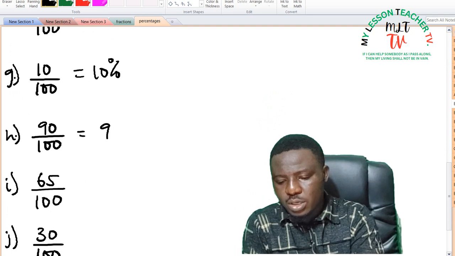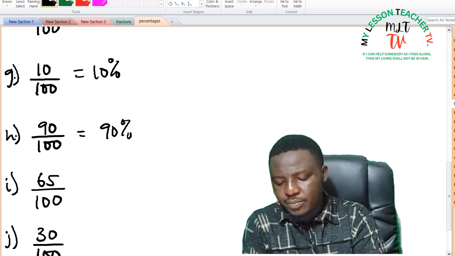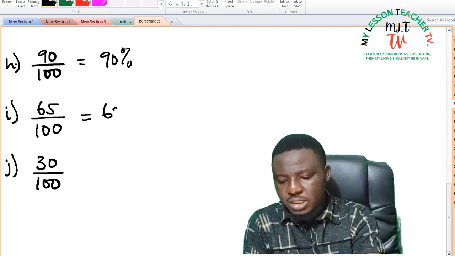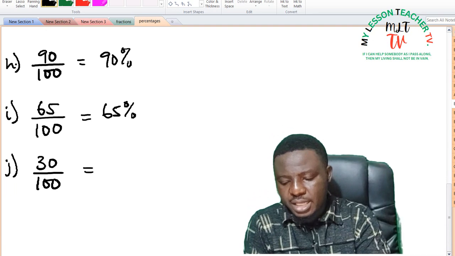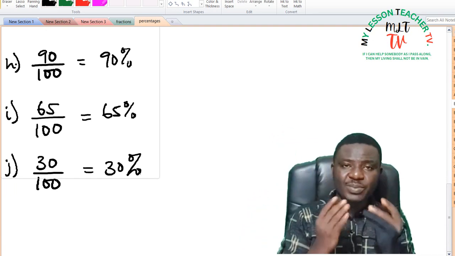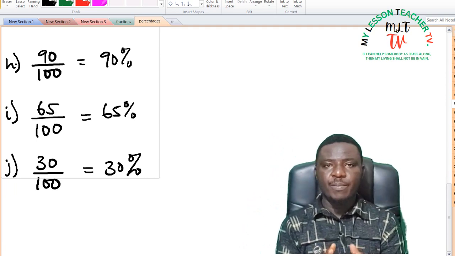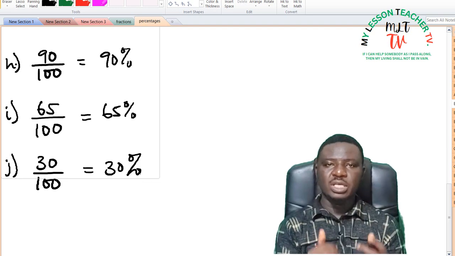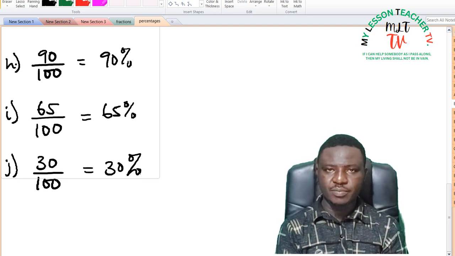H is equal to 90%. I gives us 65%, and 30 over 100 is said to be 30%. Remember, a percentage is a fraction whose denominator is said to be 100.